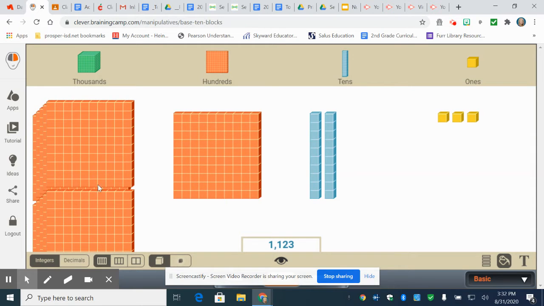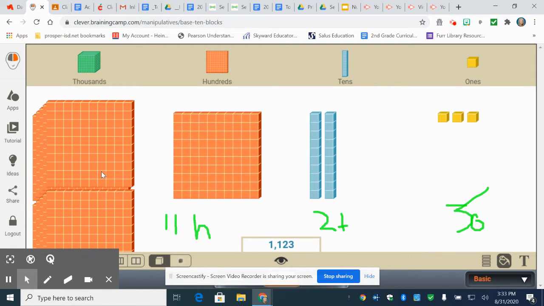And now I have 10 tens. So now I actually have 10 tens and one more 10. I have 11 tens. Let me pick up my pencil here. I have 11 hundreds, sorry, 11 hundreds, 2 tens, and 3 ones. That was an ugly 3. Now, I still have 1,123, even though I put all those apart, right?